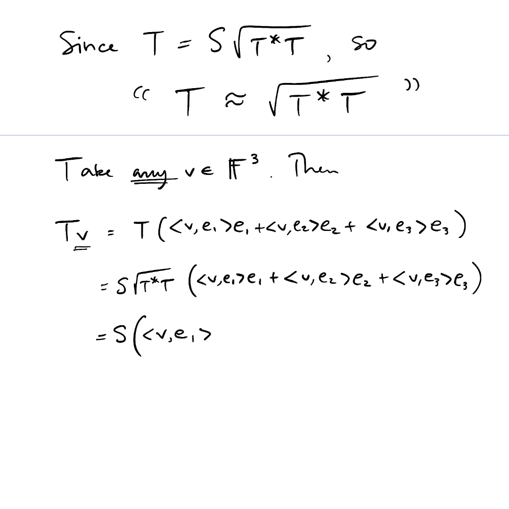v inner product e1, and then when the root T star T hits this, what happens? Well, we get that first singular value times e1. Similarly, when it hits the next term, we just get the next singular value times e2. And finally, when it hits that last term, we pick up that last singular value times e3.